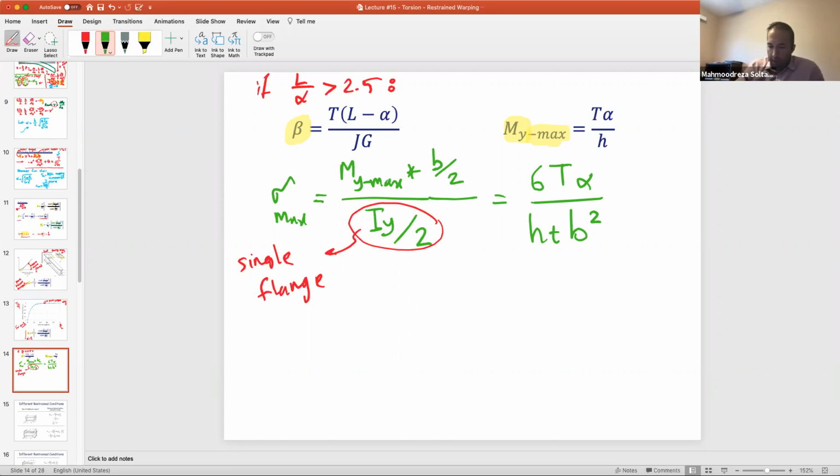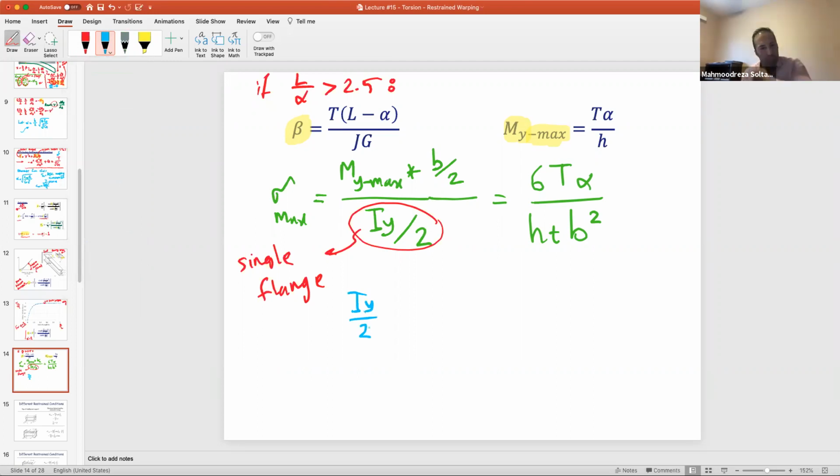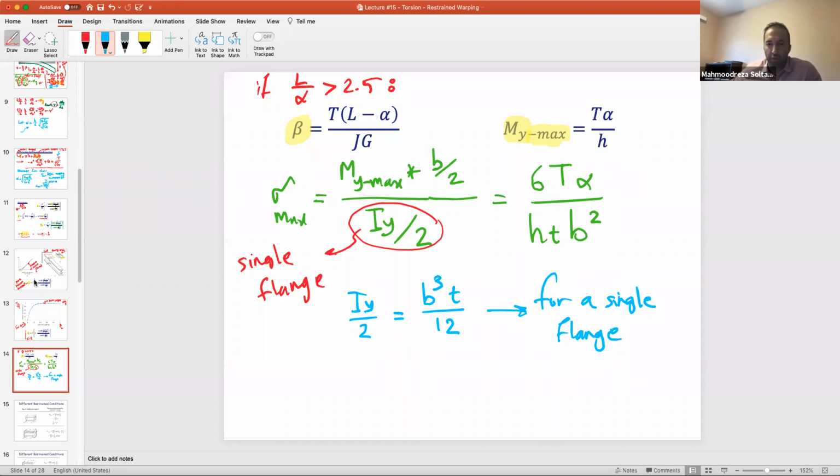Okay. And also here, I want to tell you that your Iy over 2, so for one flange you want to write, right? For one flange, you have to write this as b cubed t over 12. Okay? Over 12. Why? Because it is for a single flange, whereas we have two flanges involved in these problems and in the strength of your member, really.